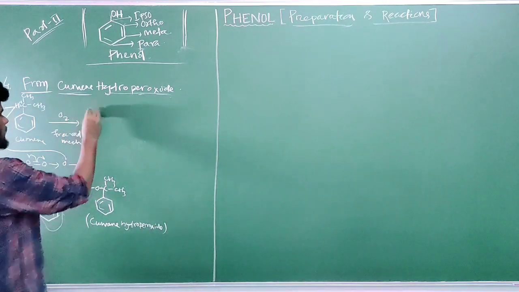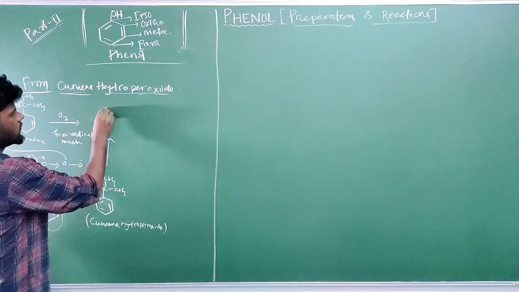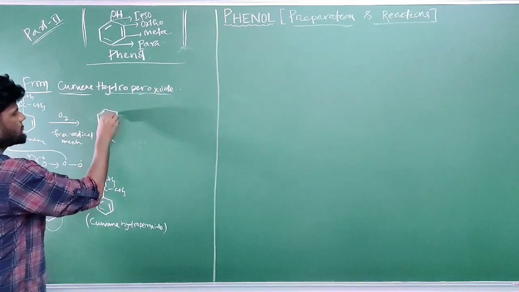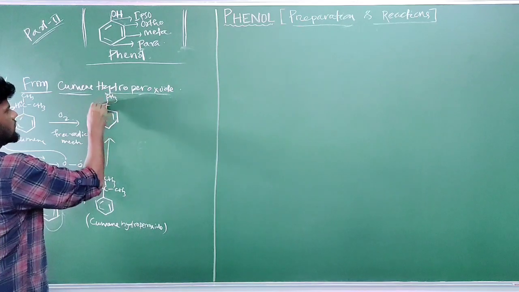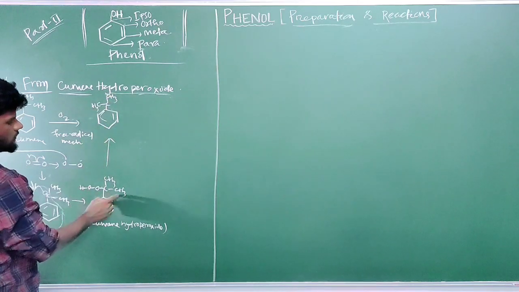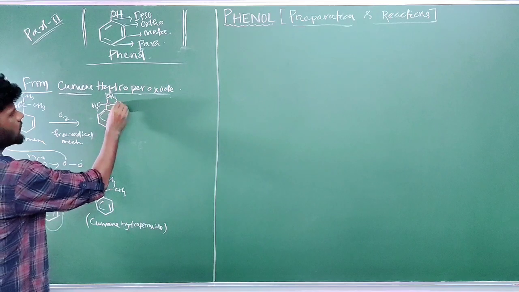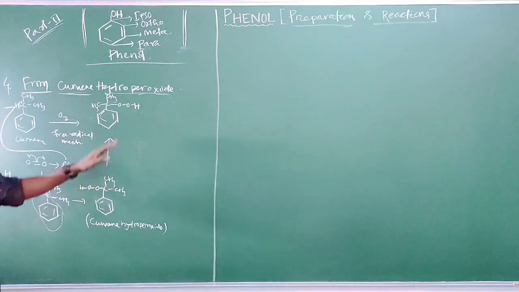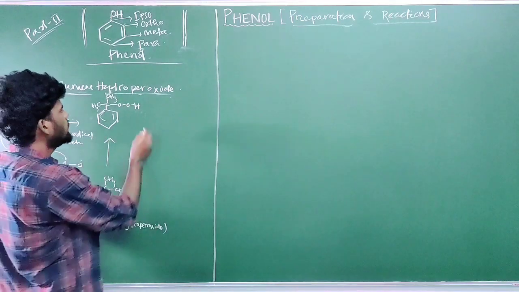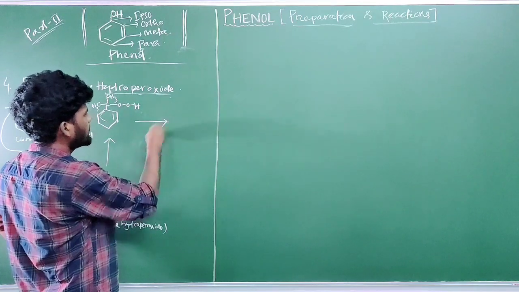So direct step, write this structure here: CH3 this side and OOH this side, OOH. All of you got it? Cumene hydroperoxide. In the next step what will happen?